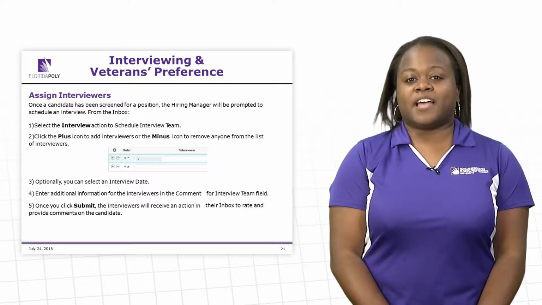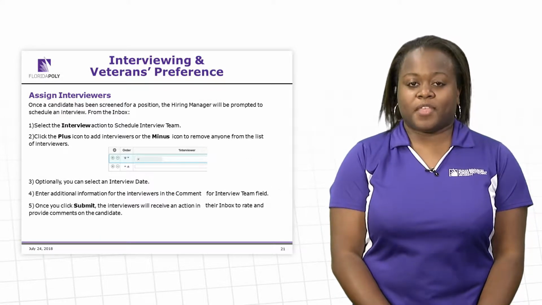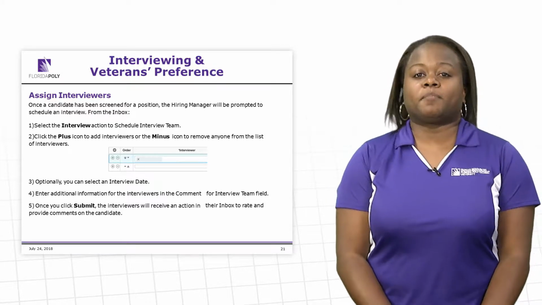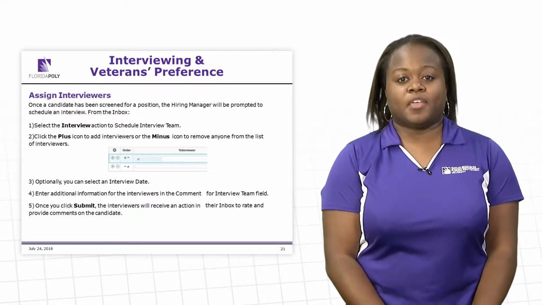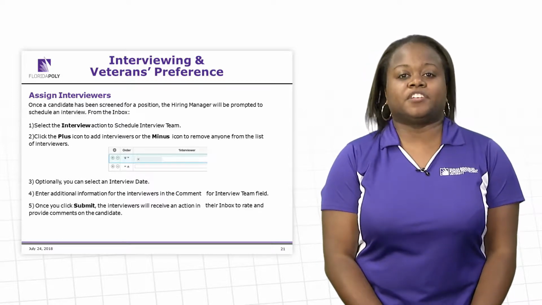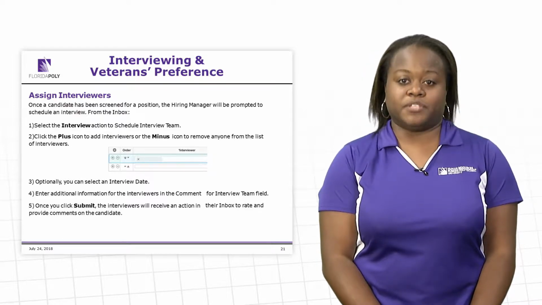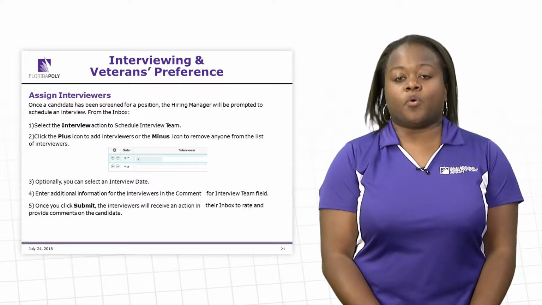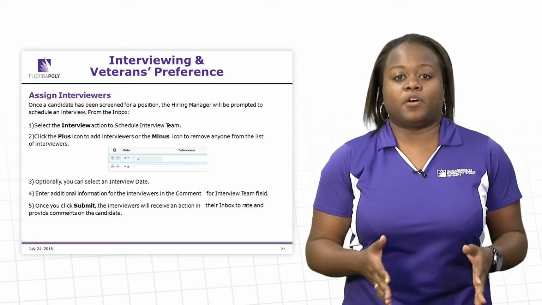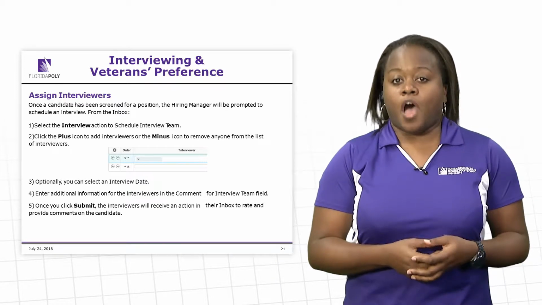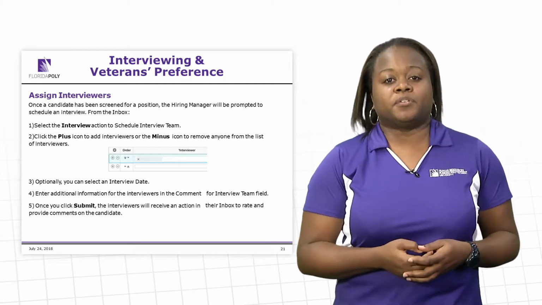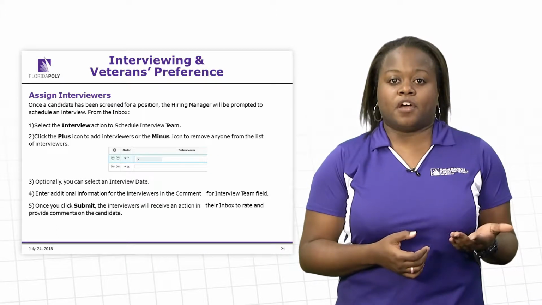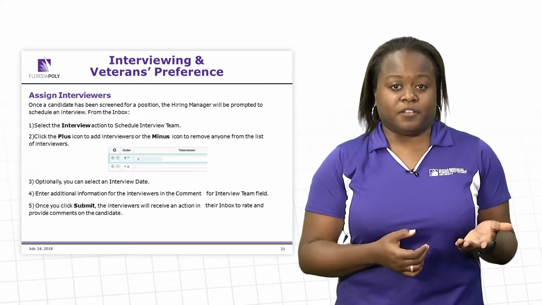Let's talk about assigning interviewers in Workday. Once a candidate has been screened for a position, the hiring manager will be prompted to schedule an interview. From the inbox, select the interview action to schedule interview team. Then, click the plus icon to add interviewers or the minus icon to remove anyone from the list of interviewers. Optionally, you can select an interview date. Enter additional information for the interviewers in the comment for interview team field.